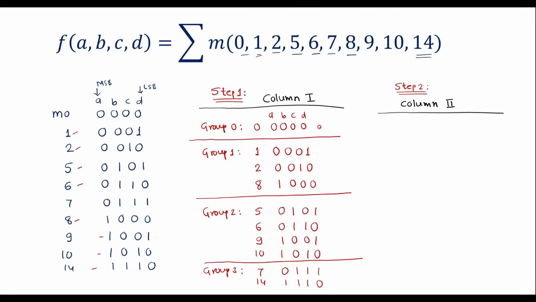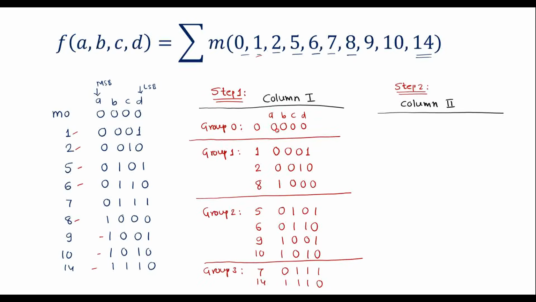So in the second step, I will compare the numbers present in one group to the numbers present in the next group. That is, group 0 is compared with group 1, group 1 is compared with group 2, group 2 is compared with group 3, and so on. So now let me compare group 0 data with group 1 data.